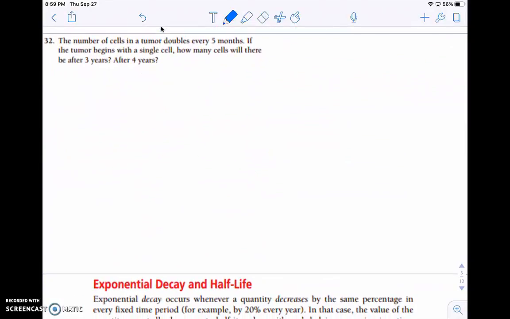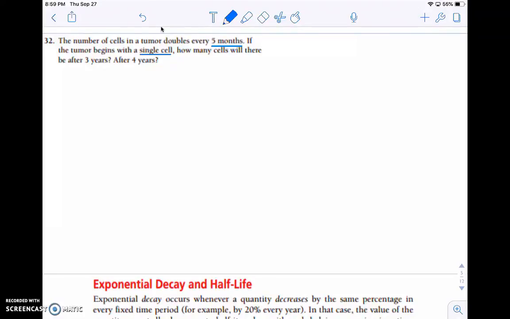So in this question, we have the number of cells in a tumor doubles every 5 months. If the tumor begins with a single cell, so its initial value is 1 cell, how many cells would there be after 3 years and after 4 years?